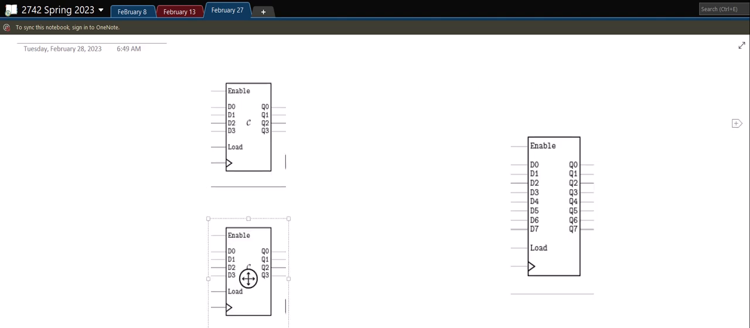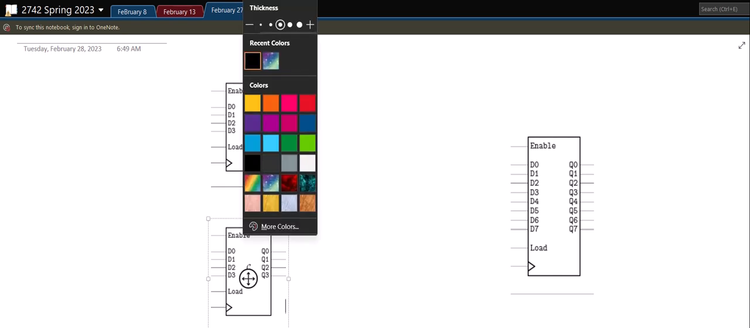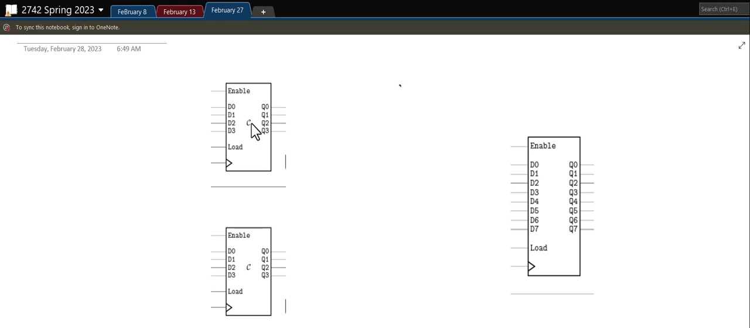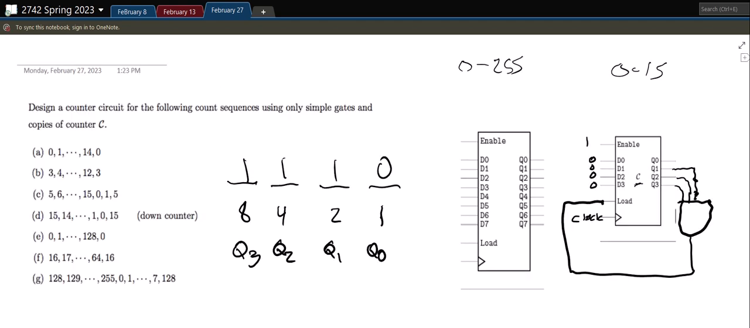Okay, so the next one. The rainbow pen is too crazy for me. I'm just not that wild. I'll do purple. That's still pretty crazy. Okay, so this one is, I think, the down counter. Let's see. Yes, the down counter.